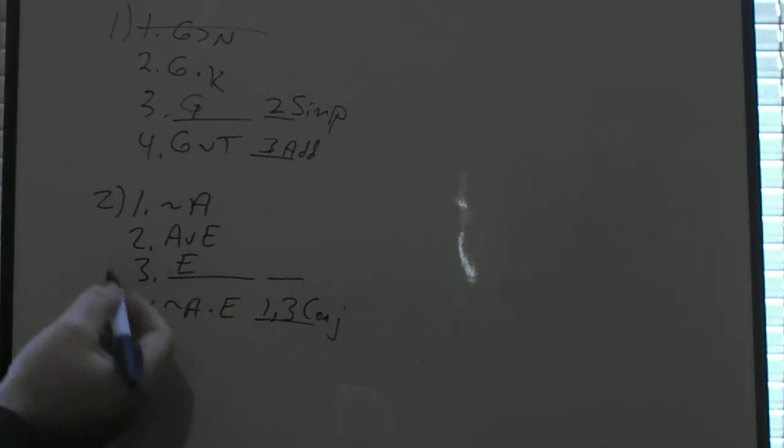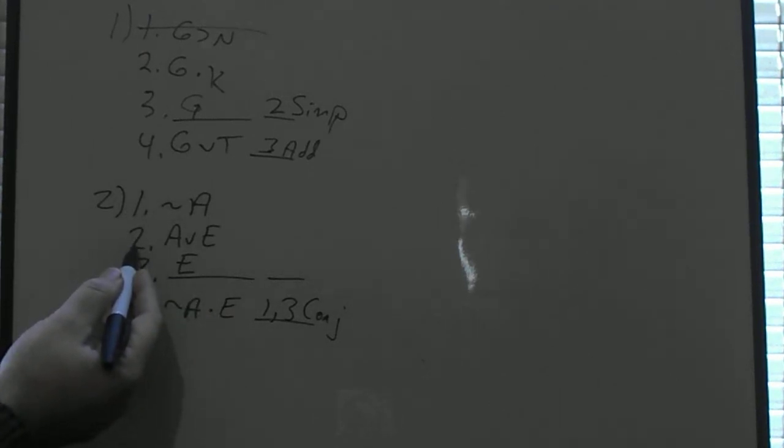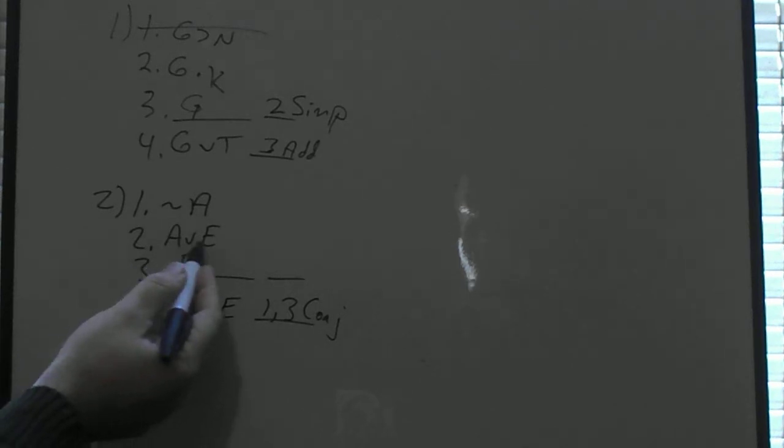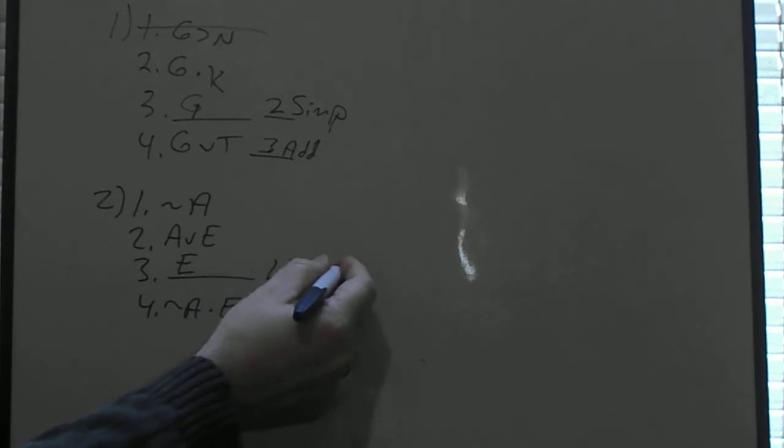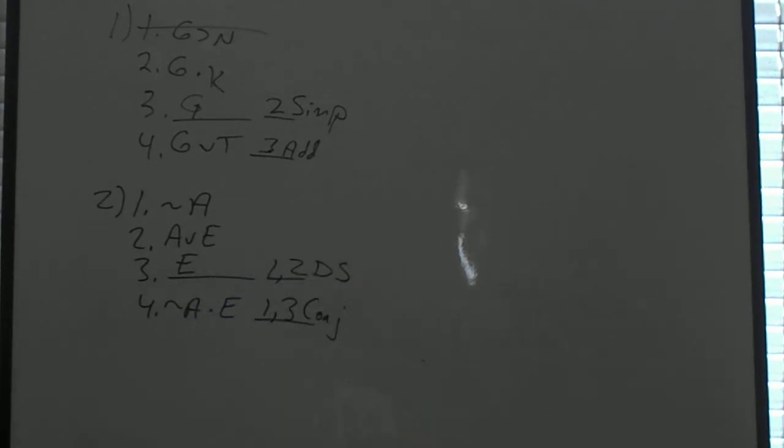But the question becomes, how do we get E? Well, lines 1 and 2 make a disjunctive syllogism. It's either A or E, it's not A, therefore E. 1 and 2, disjunctive syllogism. Okay? So that is the basic idea there for section 2. So I'm going to let you try the rest of those as well. So that's 3 through 10 on page 407, 7.2, section 2, 3 through 10 on those.